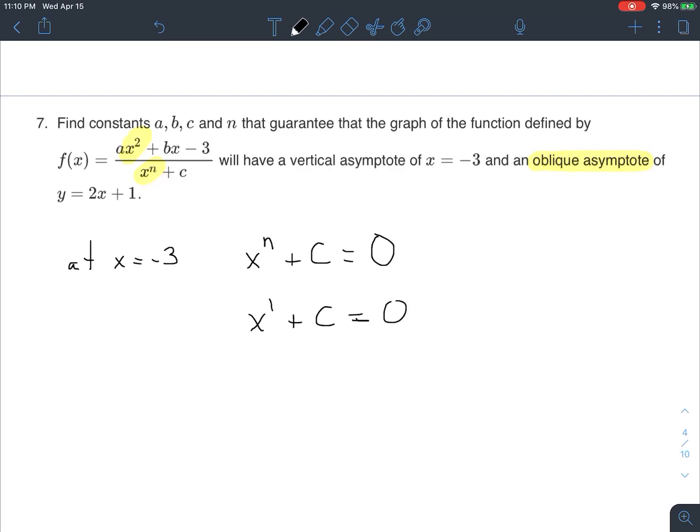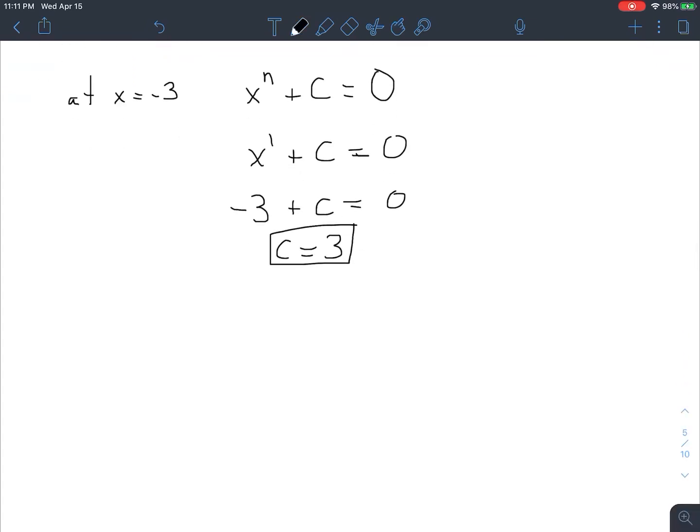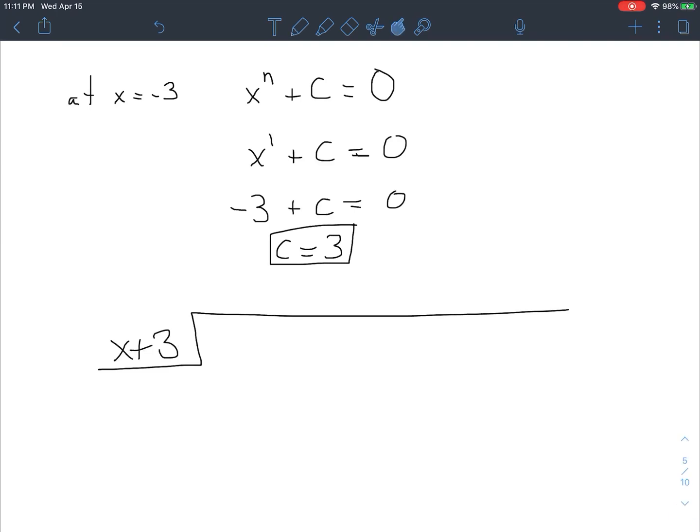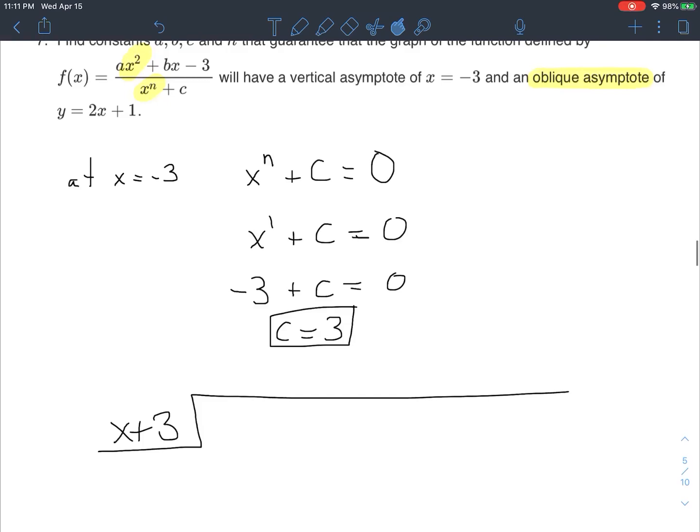So we know that x is -3, plus c has to equal 0. That means that c has to equal 3, which is probably pretty helpful. So we already know that the bottom is x to the power of 1 plus c, so just x plus 3. And the top is ax squared plus bx minus 3.